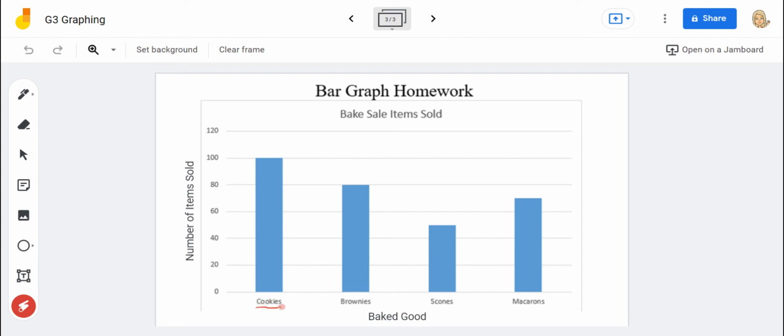So let's look at the cookies. For the cookies, the bar goes all the way up to this line. If we look over here, that line represents 100. That means they sold 100 cookies.